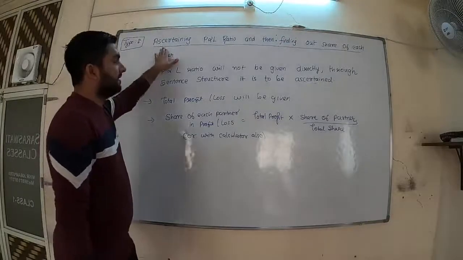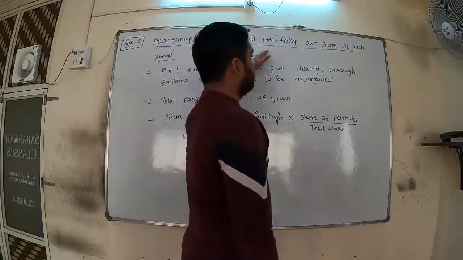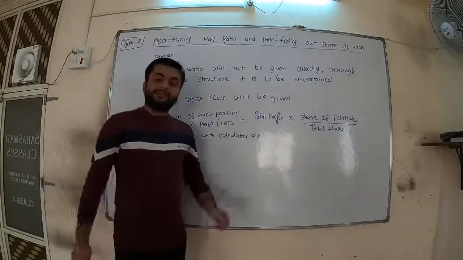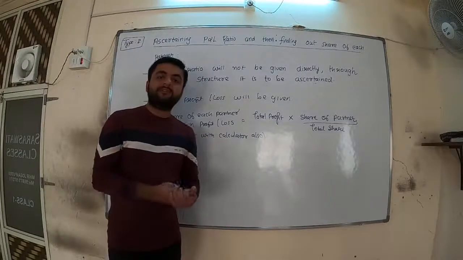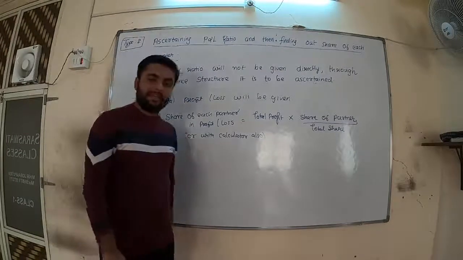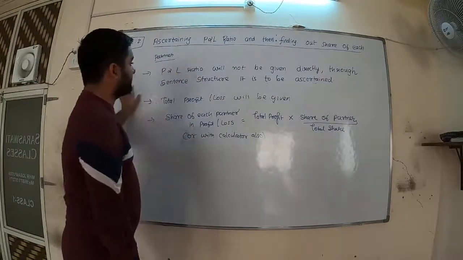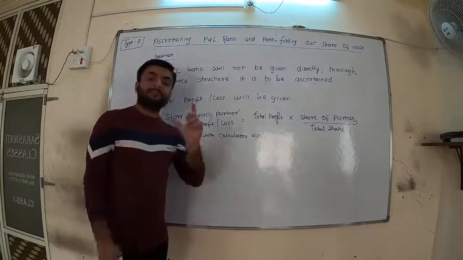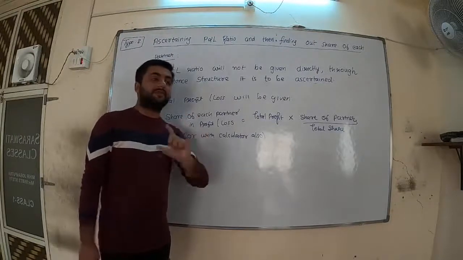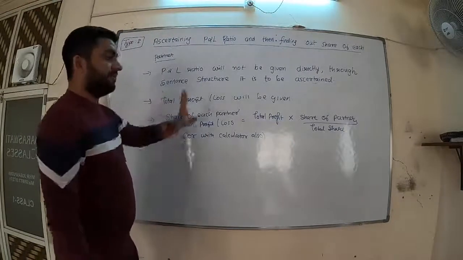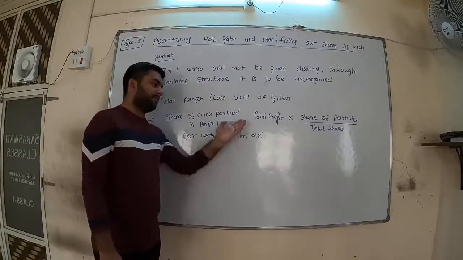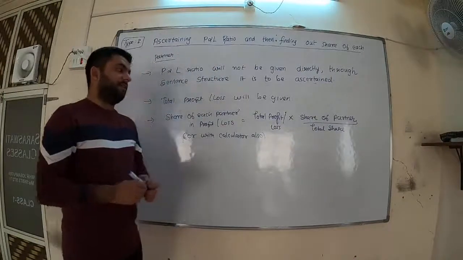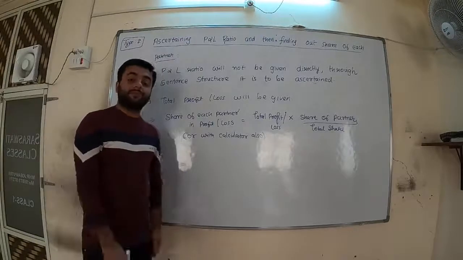Type 2, ascertaining P&L ratio, and then finding out share of each partner. What is the difference between type 1 and 2? There the P&L ratio was mentioned, and directly we gave shares to each partner through this formula or with a calculator also. And today what is the difference? P&L ratio will not be given directly. Through sentence structure it is to be ascertained. Means in the question there will be a sentence providing the ratio. Then total profit or loss will be given. Share of each partner in profit or loss is equal to total profit or loss into share of partner divided by total share, or we can do it with our calculator also.